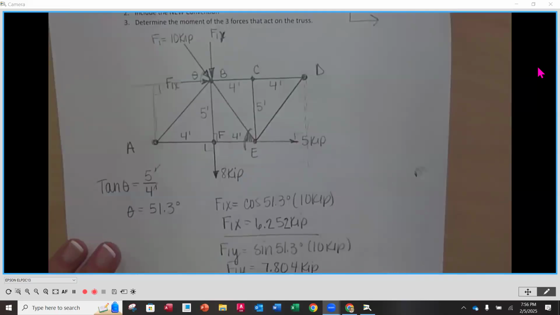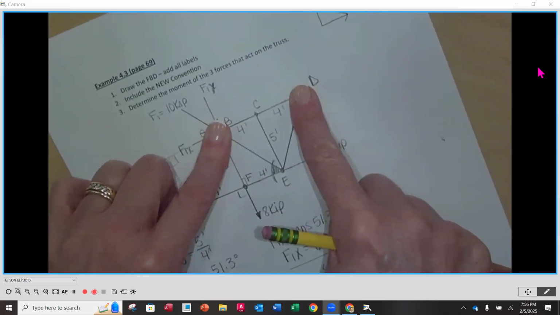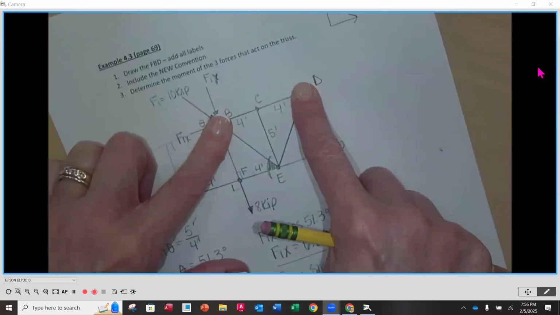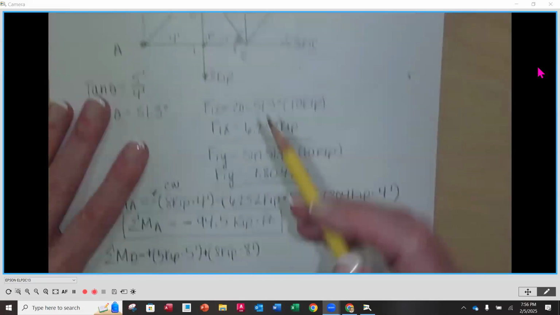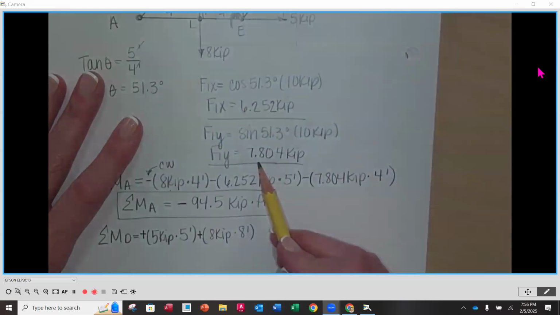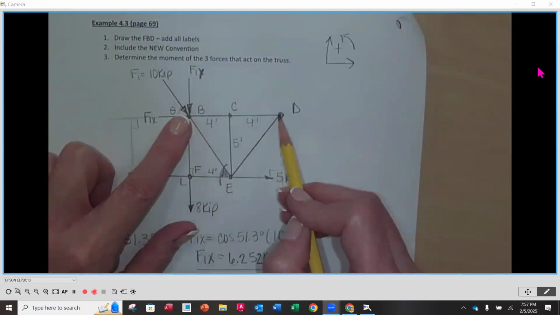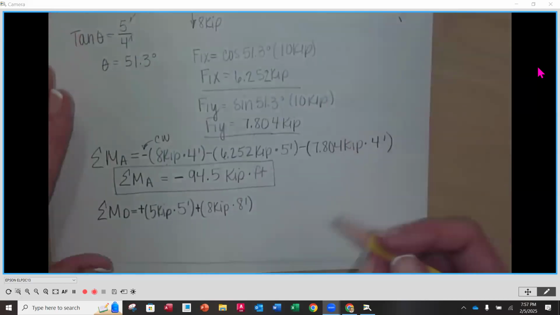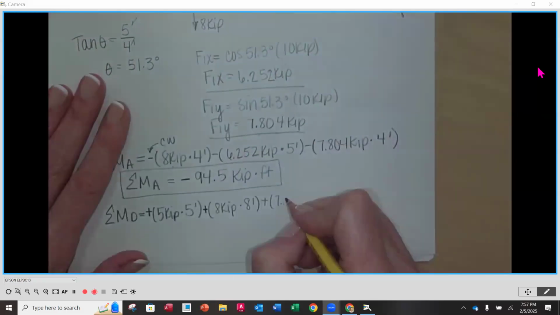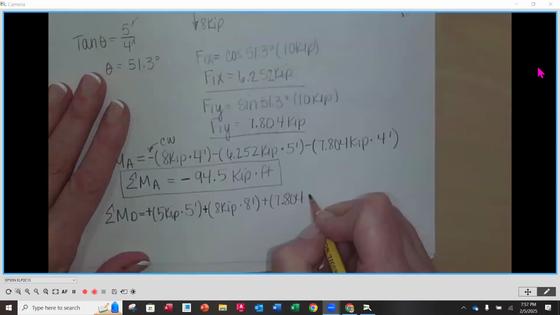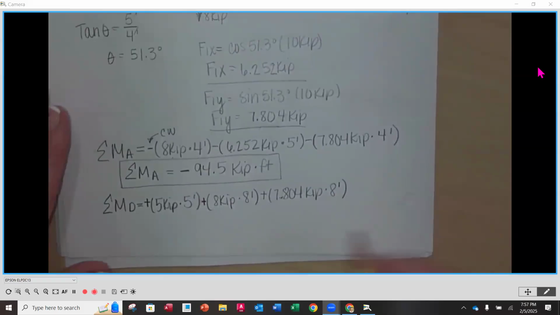Okay. Put my finger back on D. The Fy, though, does cause a rotation, right? So the Fy is going to be a counterclockwise rotation. So it will be positive. Its magnitude, 7.804, and its perpendicular distance, 8 feet. Okay. So positive 7.804 kips times 8 feet.